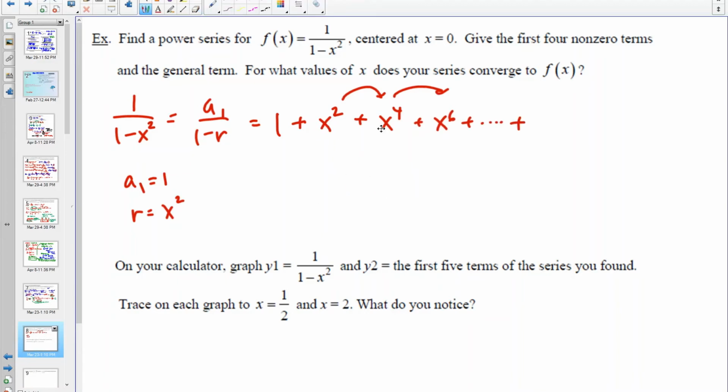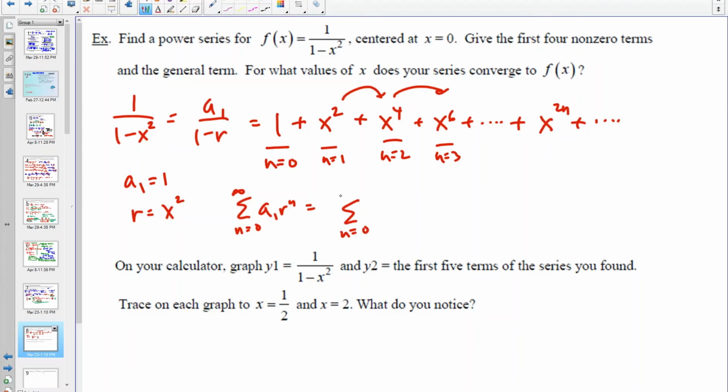And what does this series look like? If this n is equal to 0, this n is equal to 1, this n is equal to 2, this n is equal to 3, that will be x raised to the 2n. There's no alternating term here. Then plus dot dot dot. If I wrote this in summation form, which you actually don't have to, this would be a1 r to the n for a geometric series from n equals 0 to infinity. So that would give me the summation of n equals 0 to infinity.